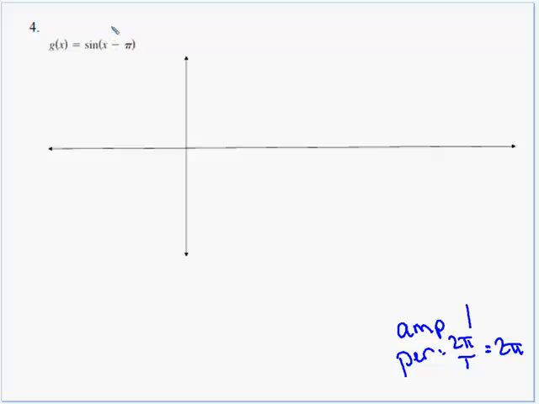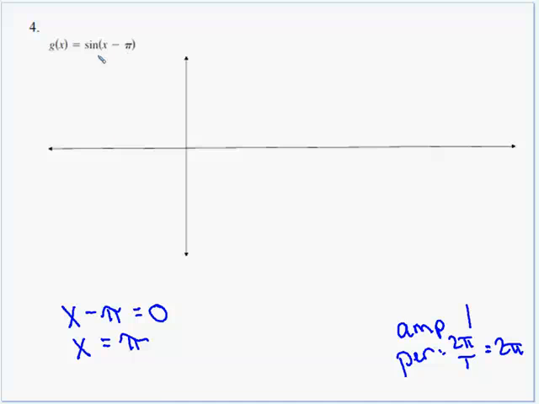The most important thing is the starting point. Our usual starting point is 0. So we're going to set x minus pi, what is in the parentheses, equal to our old starting point. And we're going to solve that for x. We're just going to add pi to both sides, and we'll get x is pi.